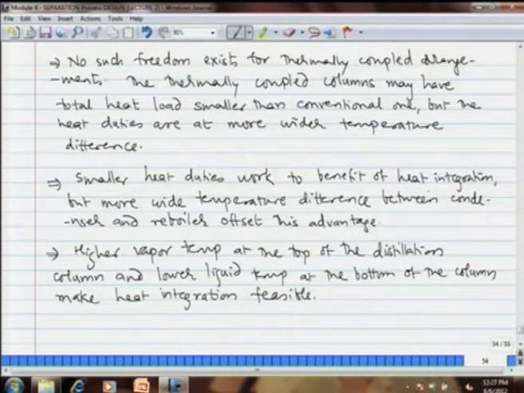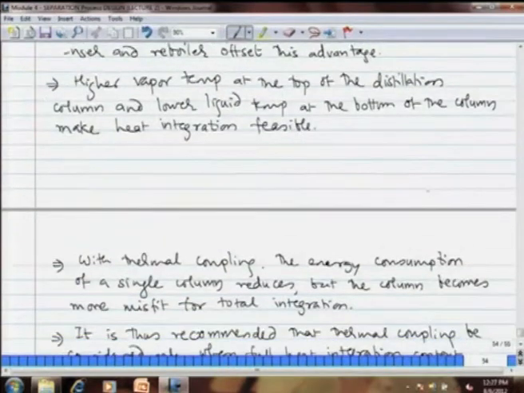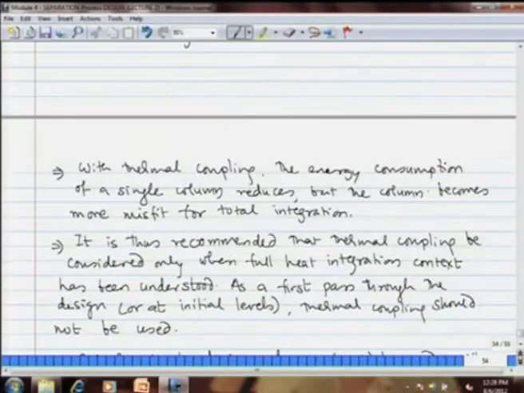So, that is a major discrepancy. Then smaller heat duties work to the benefit of heat integration, but a wider temperature difference between condenser and reboiler offsets this advantage. The higher vapor temperature at the top of the distillation column and lower liquid temperature at the bottom of the column makes heat integration feasible. So, that feature we have to see rather than thermal coupling. With thermal coupling, the energy consumption in a single column reduces, but the column becomes more of a misfit for total integration, because to do all this thermal coupling, your temperatures are fixed. So, you cannot vary the pressures independently.